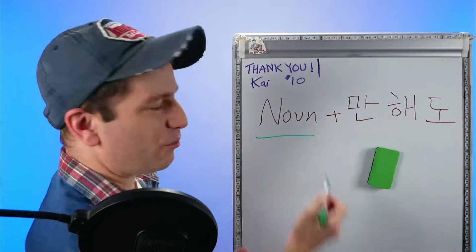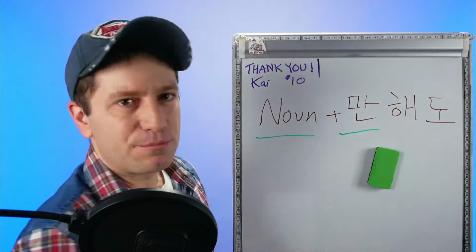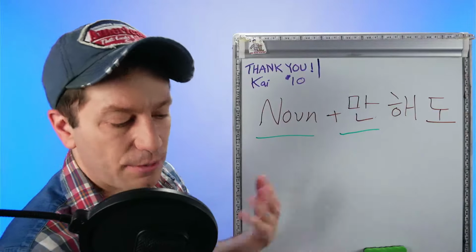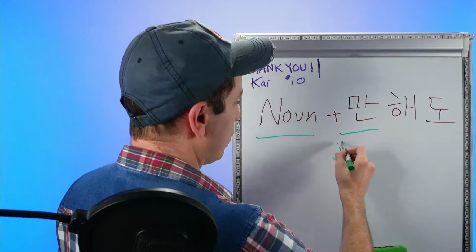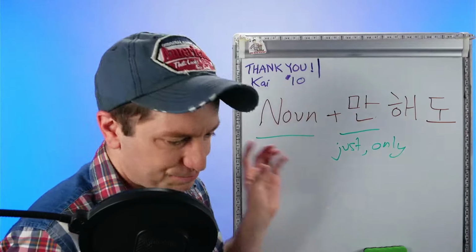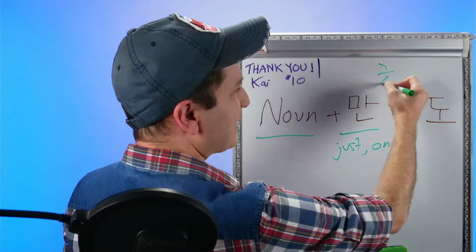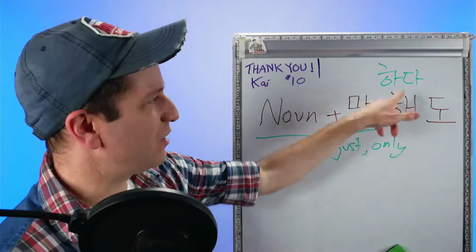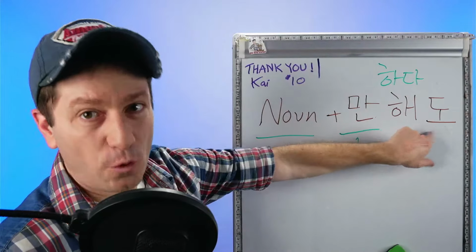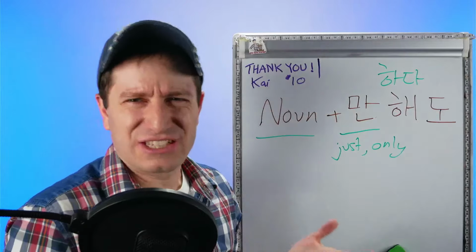So any noun you want, it doesn't matter whether it ends in a consonant or a vowel. You attach 만. 만 is the regular particle, which you probably know means just or only. So literally we have just noun or only noun. And then 해도, which is actually originally from 하다. 하다, when you conjugate it, you get 해. And the 도 form of 하다 is 해도. So literally 하다 is like to do.